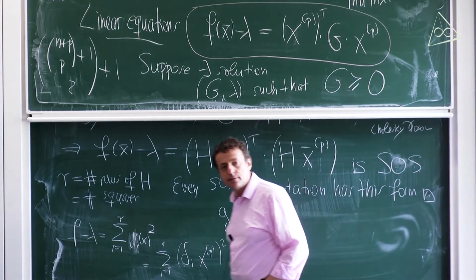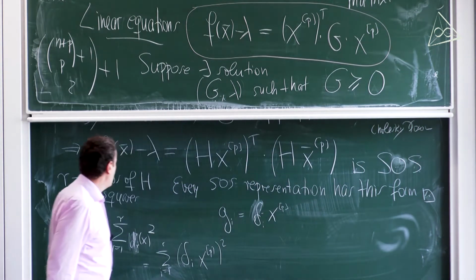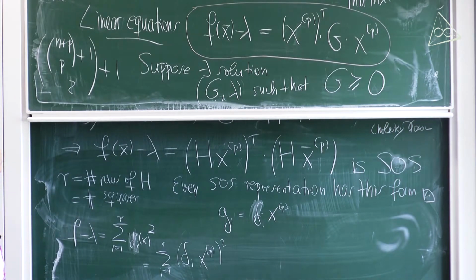But why is r smaller than n plus p choose n? The lemma. Maybe I didn't understand the question. Why is r not greater than n plus p choose n? Why is r less than or equal to the dimension?